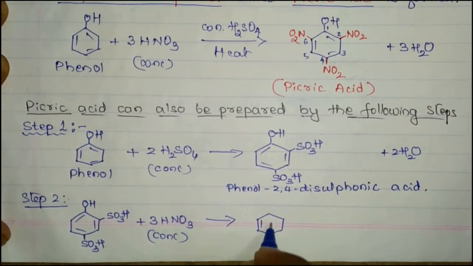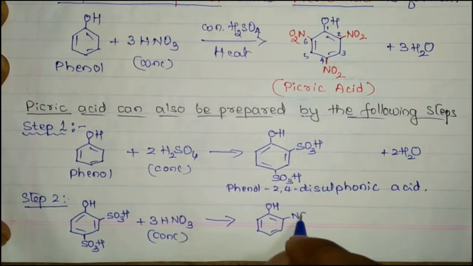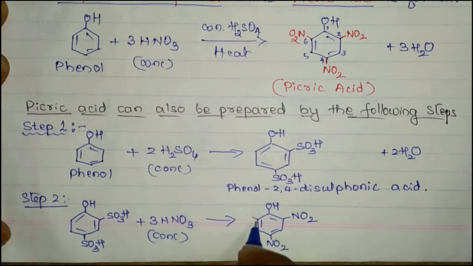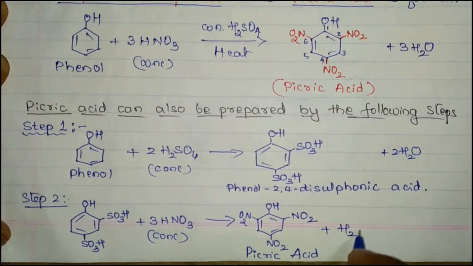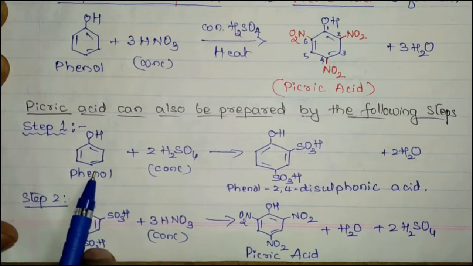Picric acid: OH, NO2, NO2, NO2. This is picric acid plus H2 plus 2H2SO4. This is one more method of preparation of picric acid starting from phenol.